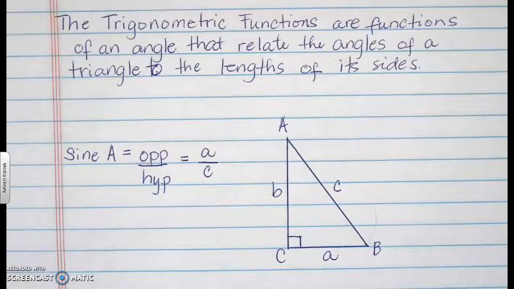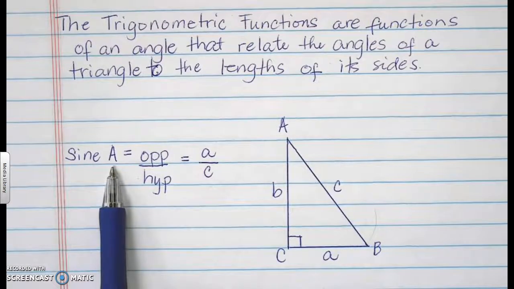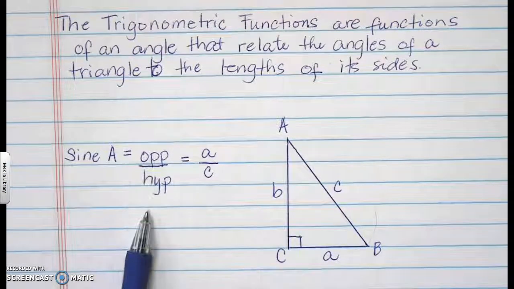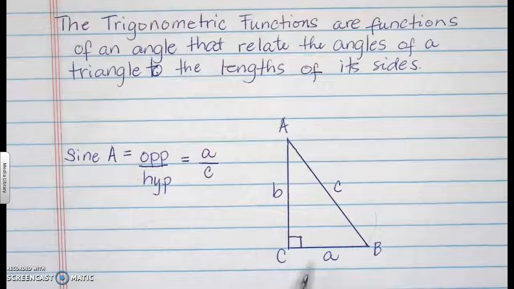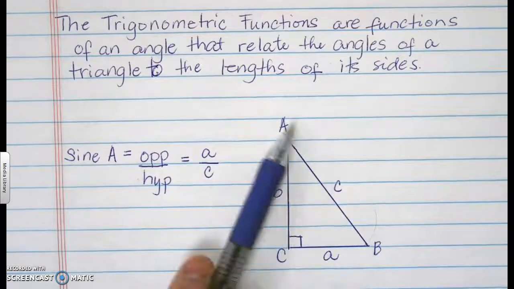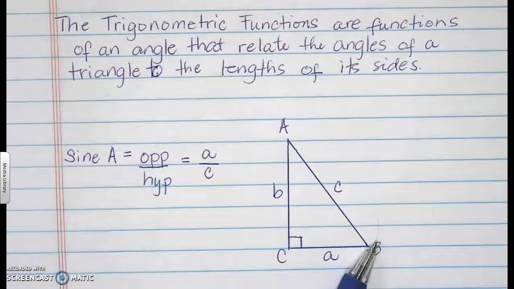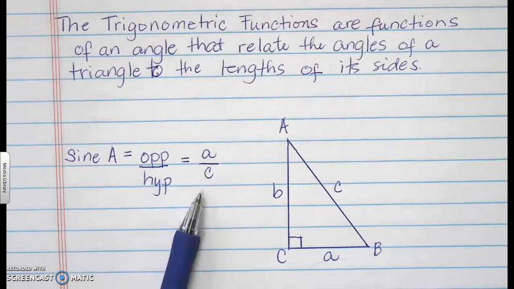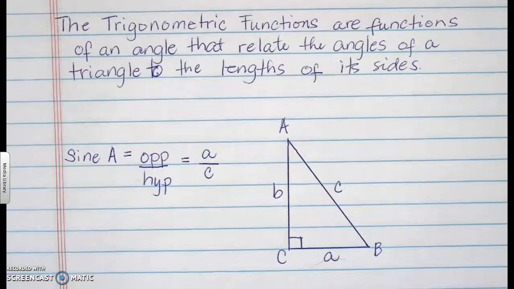The first of the six trigonometric functions I would like to discuss with you is sine. Sine A, this right here, pertains to the angle. Sine of angle A is opposite over hypotenuse, meaning the opposite side right here over the hypotenuse c, which in our symbolism will be small letter a over small letter c.